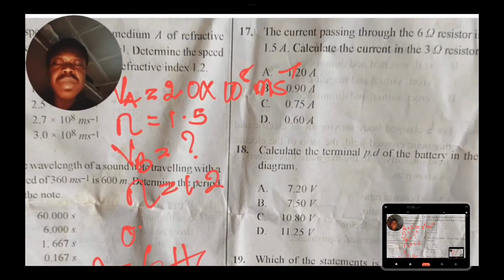2.0 times 10 raised to the power 8 meters per second. Then we are given our refractive index to be 1.5. Is that clear? So determine the speed of light in medium B. We are looking for V of B of refractive index 1.2. Is that clear? If you observe this particular question, you will know that we will need to solve it perfectly in order to get the correct answer.